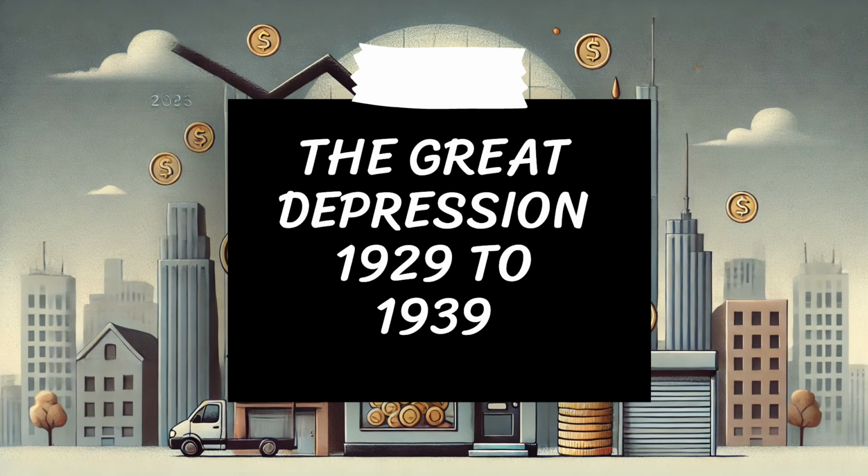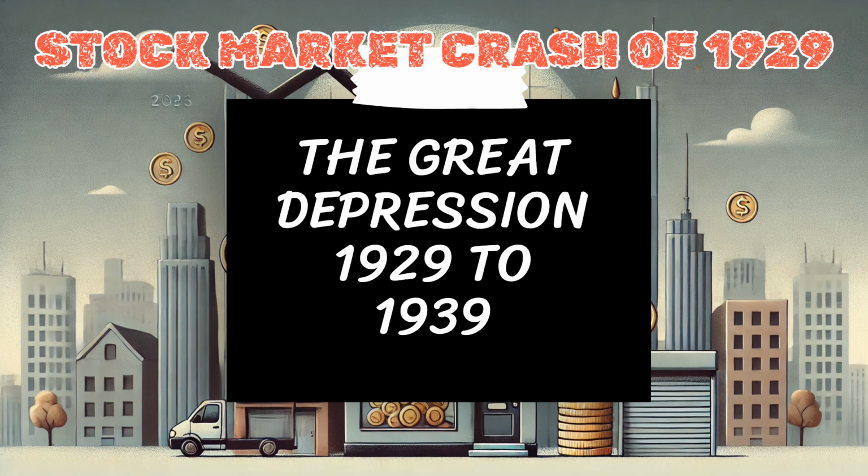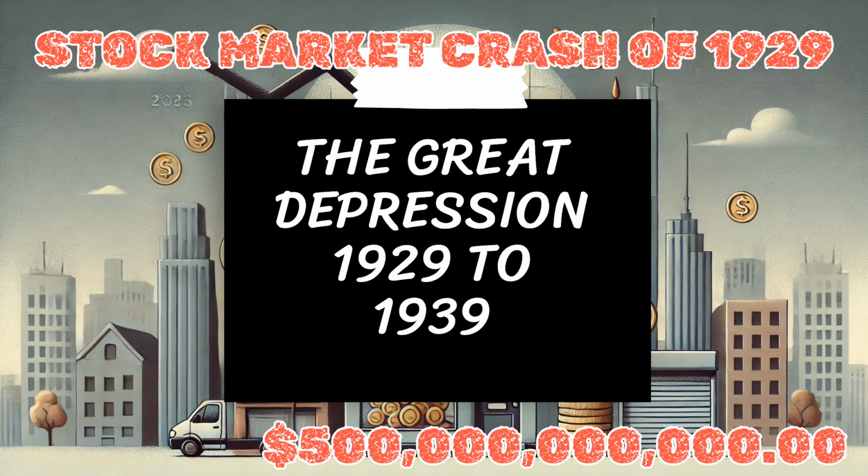The Great Depression, a case study. The Great Depression, 1929 to 1939, is the most notable example of an economic depression. The stock market crash of 1929. The crash wiped out billions of dollars in wealth, leading to a collapse in consumer confidence and spending. In today's dollars, most estimates put the amount of loss at over $500 billion.